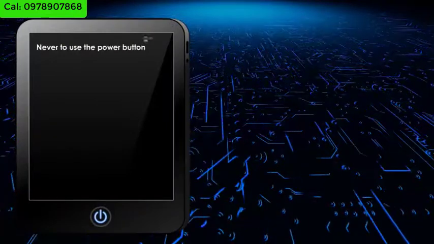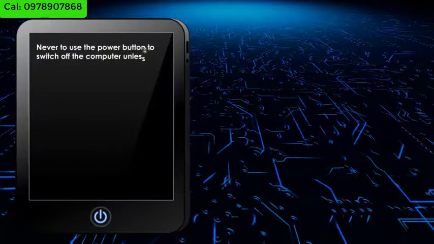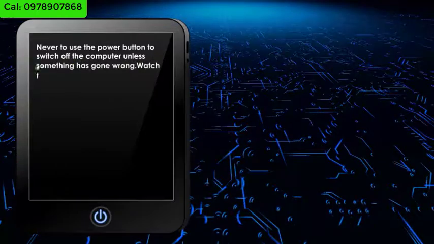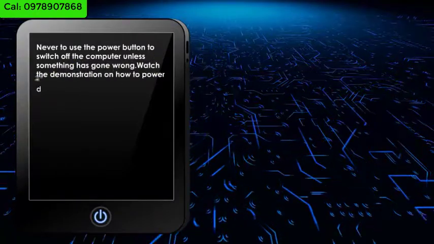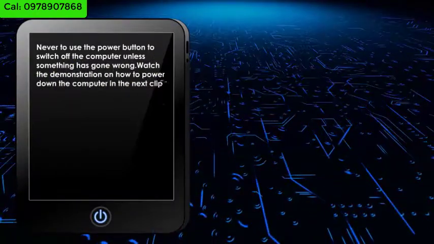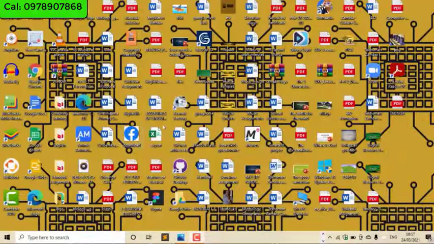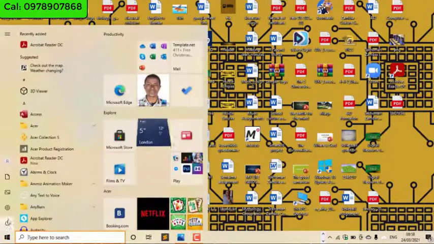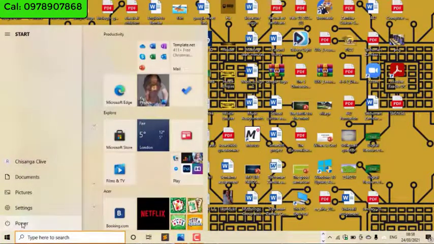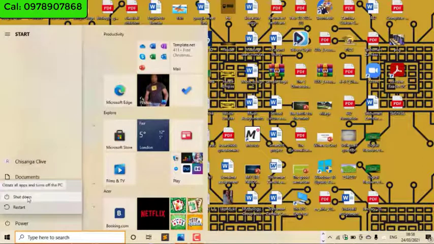Never use the power button to switch off the computer unless something has gone wrong. Watch the demonstration on how to power down the computer in the next clip. The best way to shut down the computer system is to move the cursor to the start button, click on it, then go to power, click on it, then finally click on shut down.